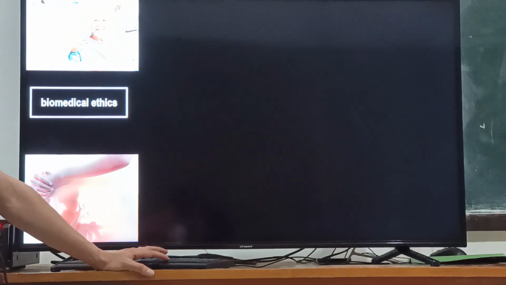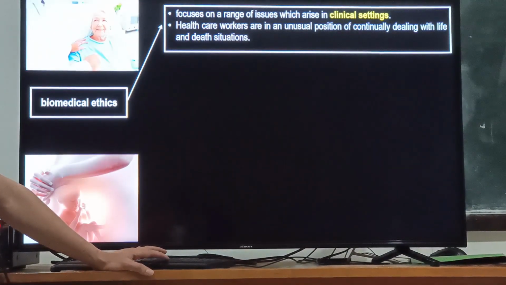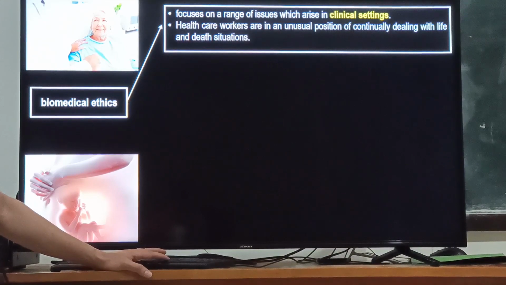In biomedical ethics or medical ethics or bioethics, ethical principles are applied in clinical settings or hospital settings. So healthcare workers are in an unusual position of continually dealing with life and death situations.